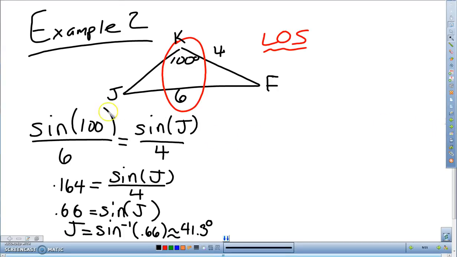Alright, here's how I would set up to solve for angle J. I decided to solve for angle J here, so I used my angle side pair here. So this would be a case where we're solving for an angle instead of a side. So once I get down to this step here, I'm going to need to get my angle J out, and that's where I'm going to use that sine inverse like we learned the other day. So when I punch that into my calculator, do sine inverse of that 0.66, then I'm going to get about 41.3 degrees.